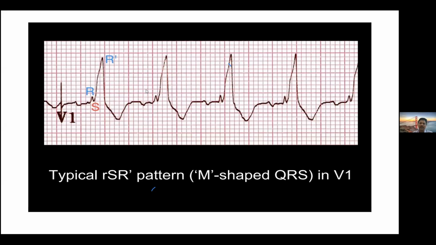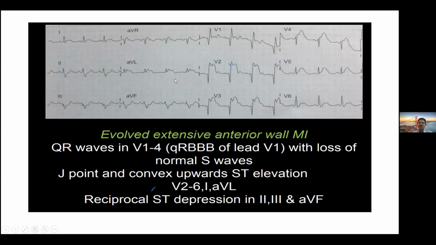Typical RSR pattern in V1. See here, there is a small r followed by an S and a tall R, which is delayed. So terminal delay, RSR pattern, M pattern, or a rabbit ear pattern, right? So why is it very important? Normally, it can also be a normal variant. Characteristically in ASD it will be there, pulmonary embolism can have it, right axis deviation will be there. On a lot of occasions there will be a right bundle branch block.